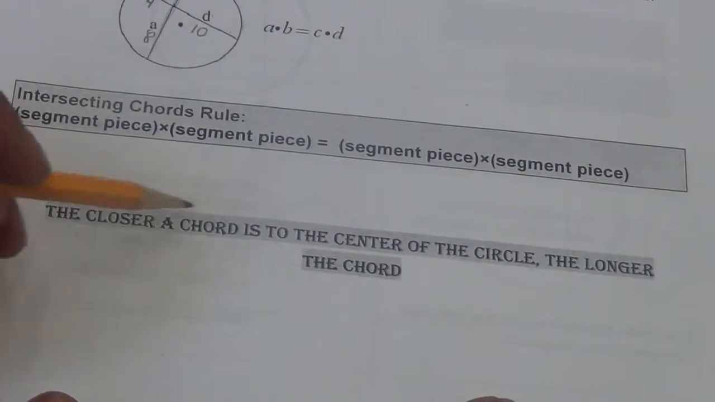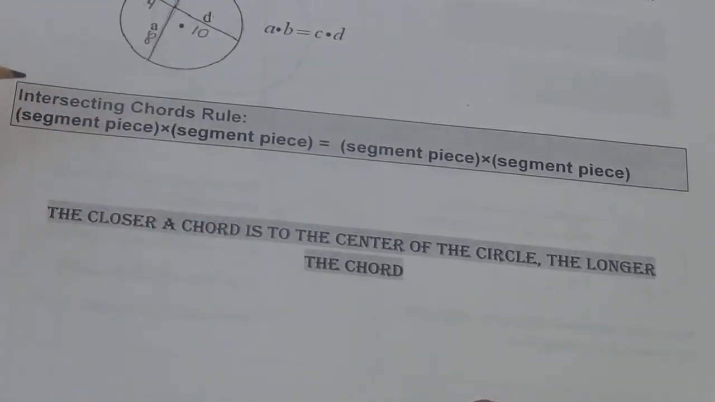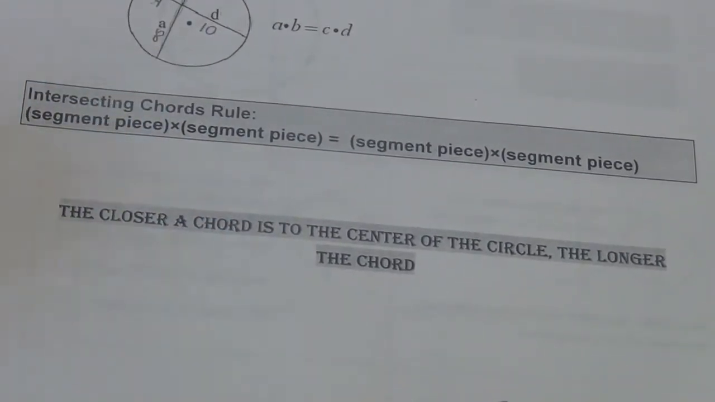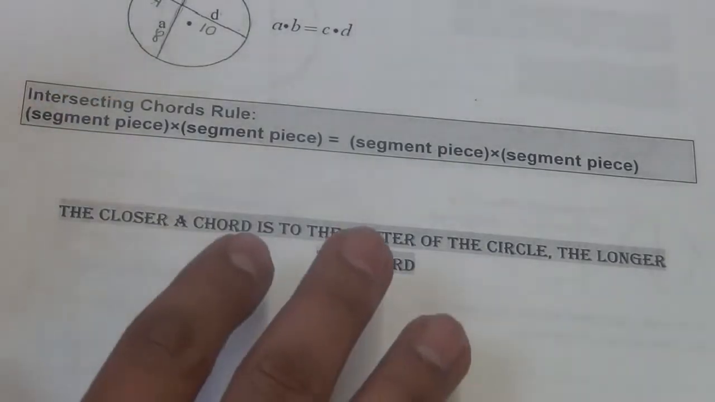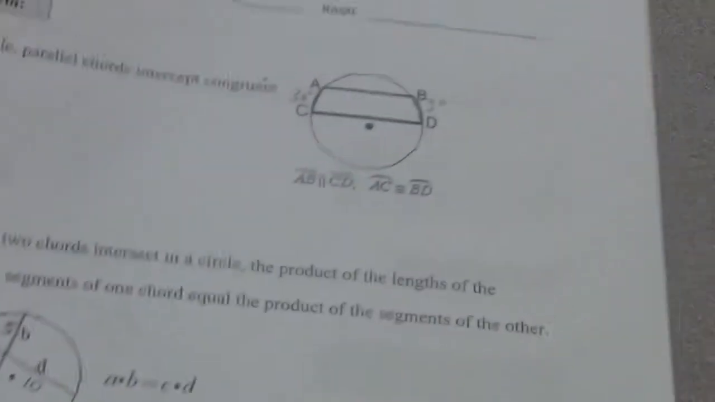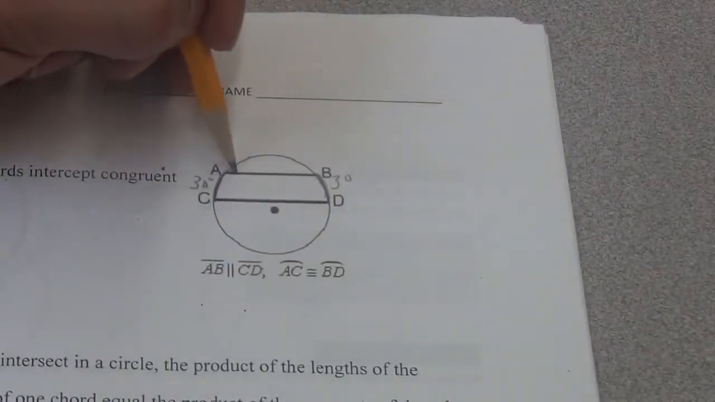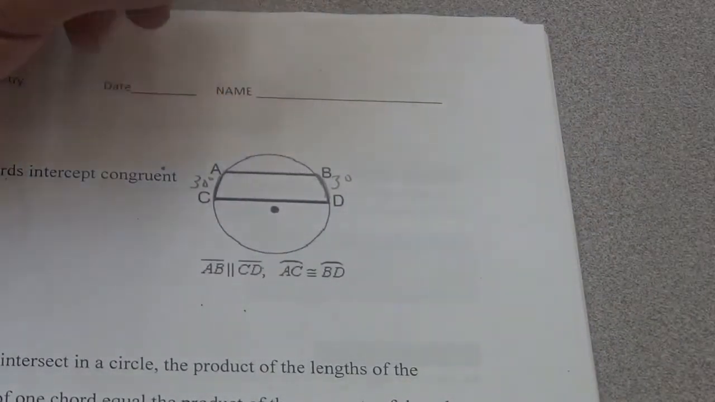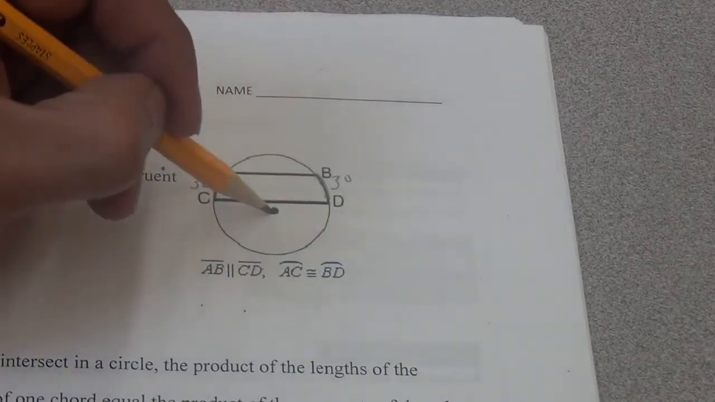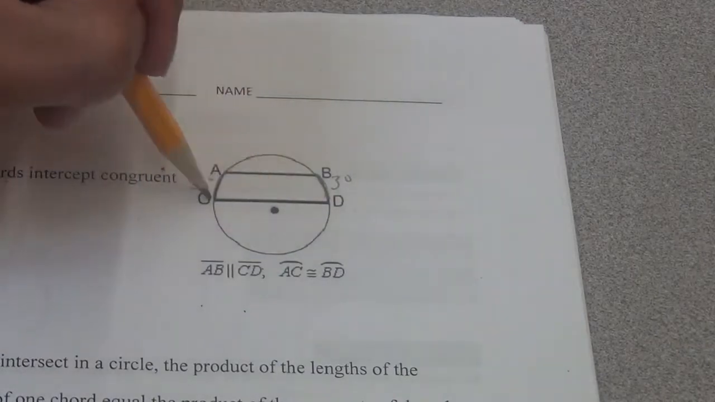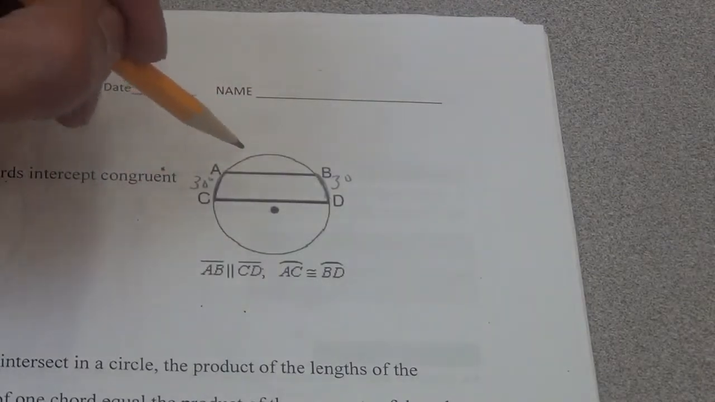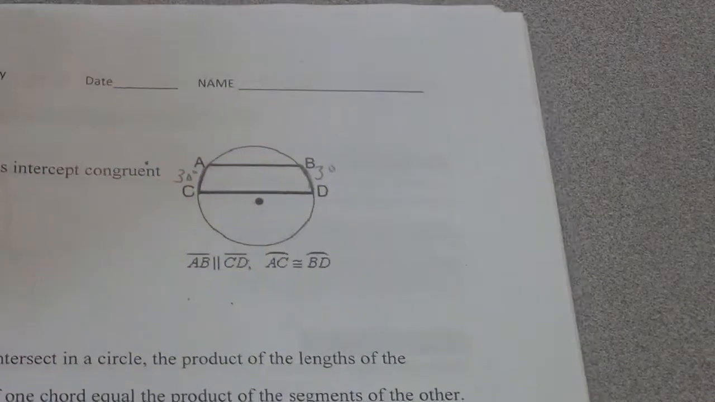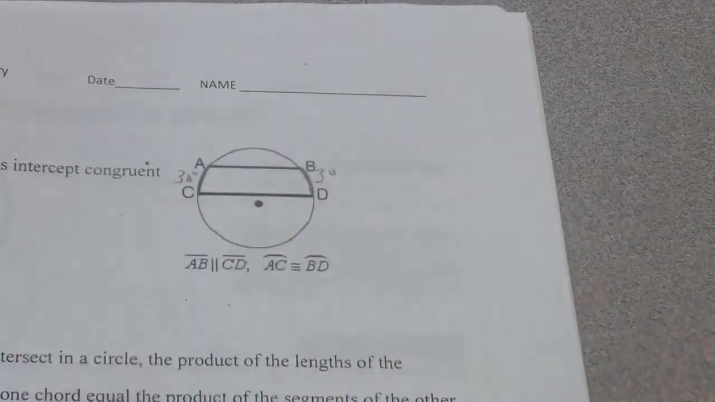It says, the closer a chord is to the center of a circle, the longer the chord. And the longest chord is the diameter. Now look over here. This chord right here is not as close to the center as chord CD. So that's why CD is longer than chord AB. You get it.